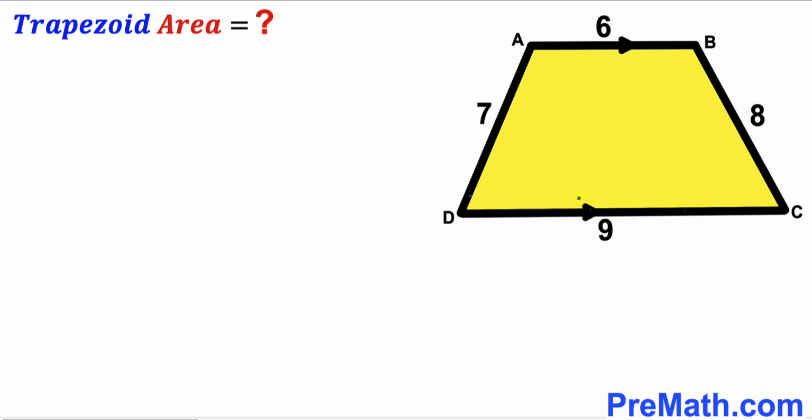Welcome to PreMath. In this video, we have this yellow shaded trapezoid ABCD, as you can see in the given diagram, such that its bases AB and CD are parallel to each other, and they are 6 and 9 units respectively. Furthermore, its leg AD is 7 units, whereas its other leg BC is 8 units. Now our task is to calculate the area of this yellow shaded trapezoid ABCD.